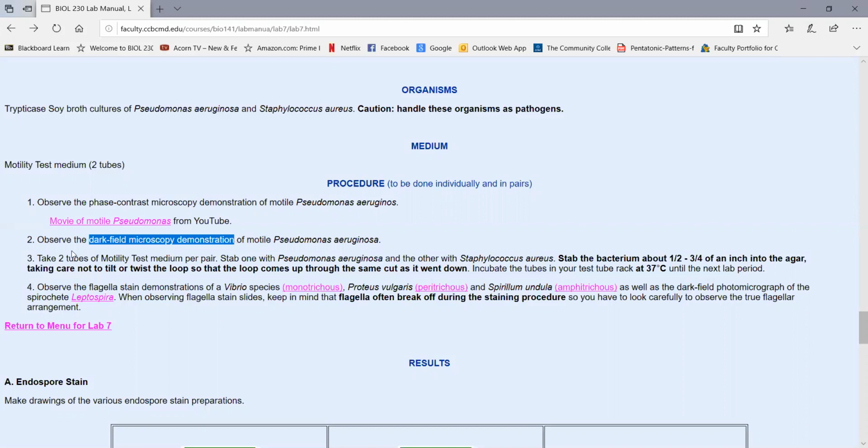And then in lab, we're going to be inoculating 2 tubes of motility medium per pair. We're going to stab one with Pseudomonas aeruginosa and the other with Staphylococcus aureus. Now note the caution up here. Pseudomonas aeruginosa and Staphylococcus aureus are the first organisms we're using this semester that are what we call opportunistic pathogens. And so we want to use proper aseptic technique. We want to wear the proper personal protection equipment. And of course, we want to wash our hands, sanitize our hands when we're done, and use caution when handling these as they are potentially pathogenic.